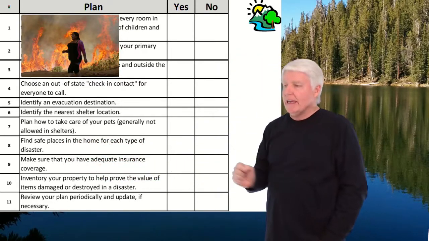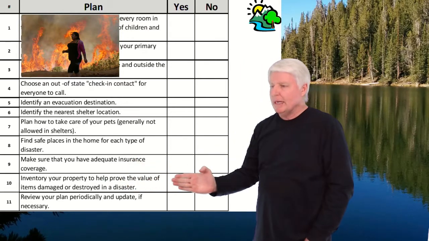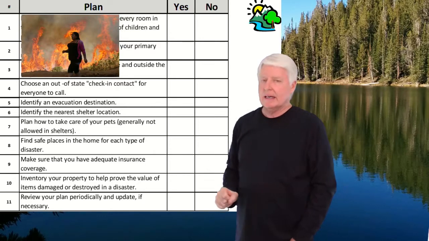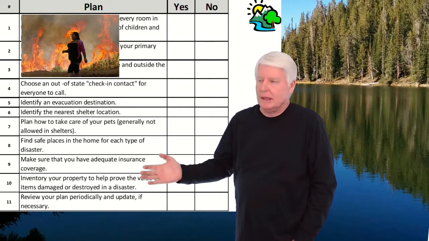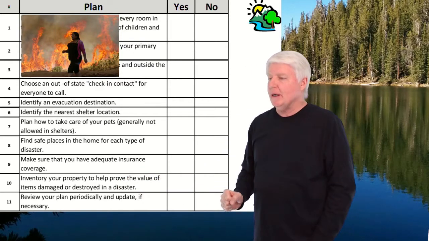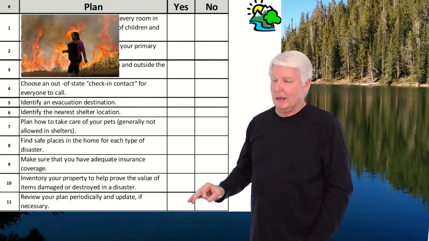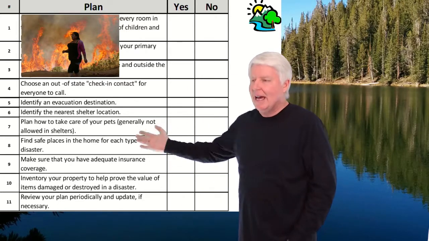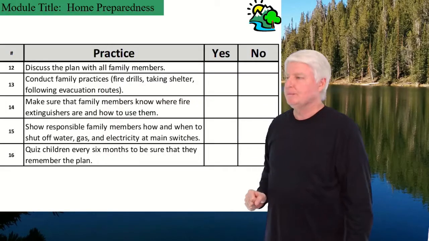Number 9, make sure that you have adequate insurance coverage. That's always a good thing. Inventory your property to help prove the value of items damaged or destroyed in a disaster. They won't replace it if you don't have proof that you owned it in the first place. So that's why you do an inventory of your property. Review your plan periodically and update it if necessary. I wouldn't say only review your plan, practice your plan. When you practice it, you'll realize, oh, I didn't think of that, and then you need to change your plan to make it more efficient and effective.